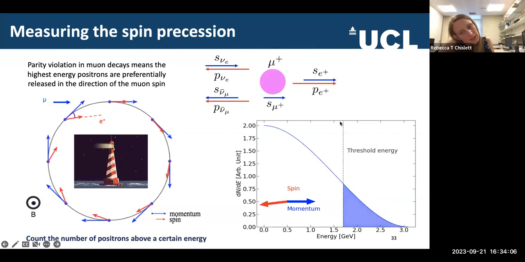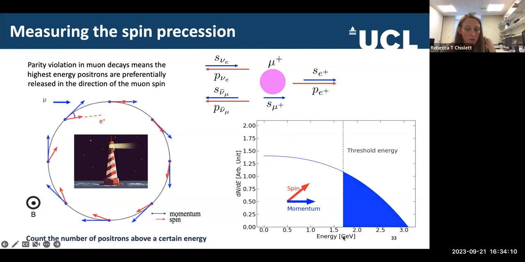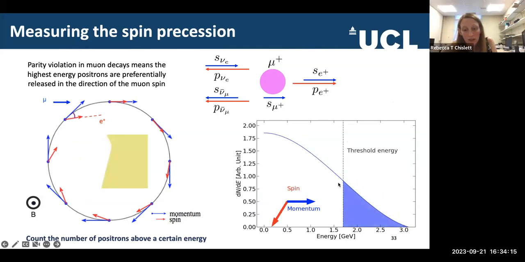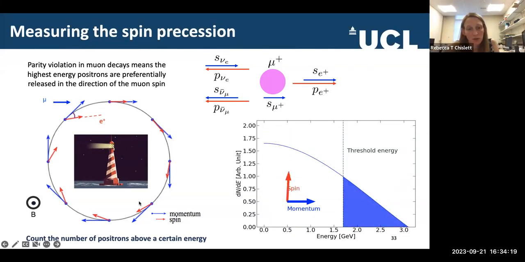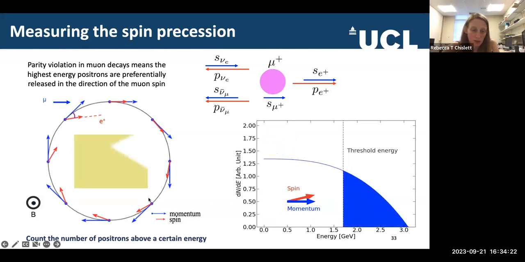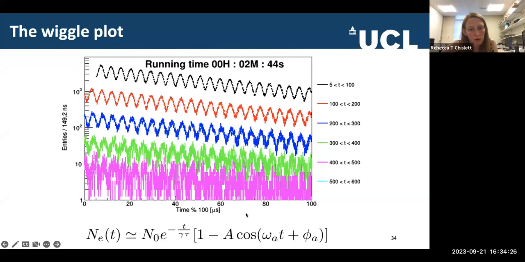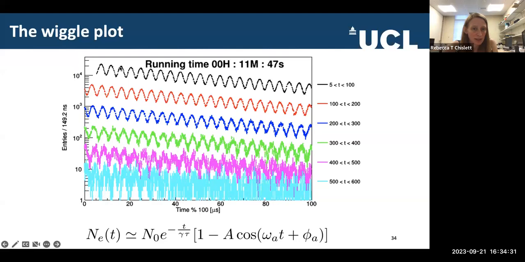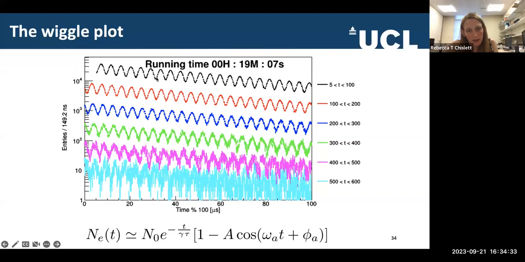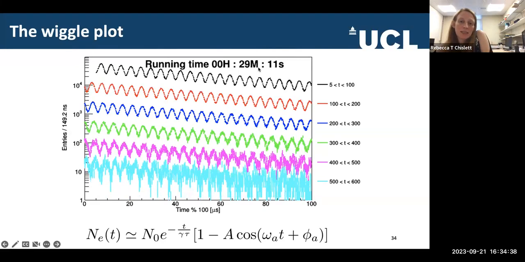And this means that in essence, if you put an energy cut and then you just count the number of positrons that you see as a function of time, then you'll see the oscillation in the number, which gives you the precession frequency that we want to extract. And if you do that, then you end up with what we call the wiggle plot. So you can see the precession frequency in the wiggle here, and this is kind of counting up as we take data.